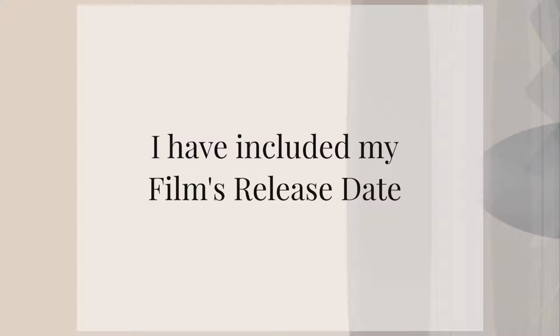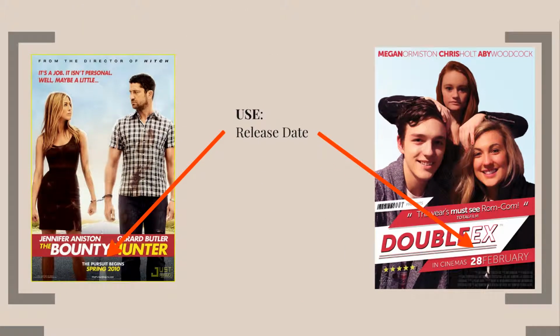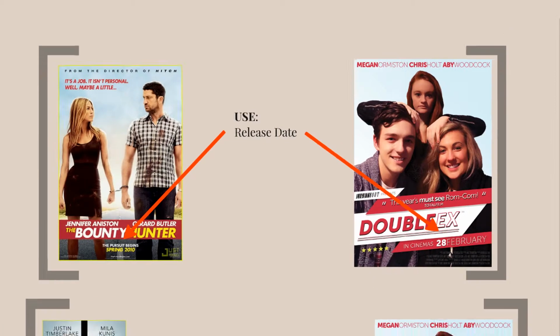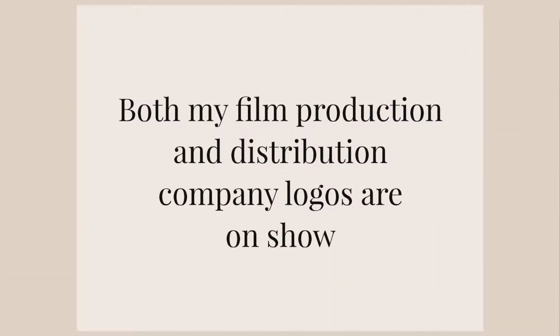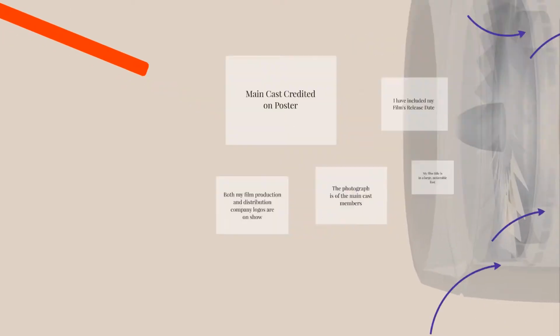Just like on the Bounty Hunter poster, I have chosen to include the release date for my film XX. I have followed the same pathway as Friends with Benefits in that I have made the font big so it attracts the audience's attention and sticks in their mind. Similar to Just Friends film poster, I have also included my production company and film distribution company logos on my movie poster. This is to help the audience associate great content with our studios and our professional services.